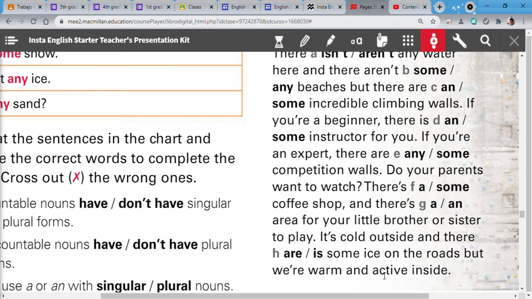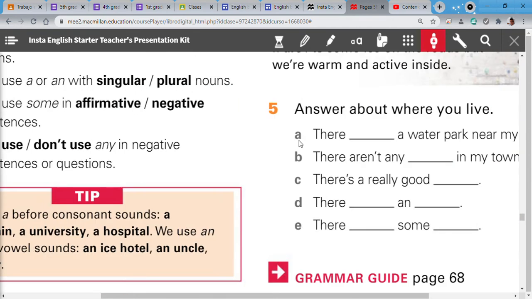In other words, the idea is to select one of the two choices so that you can complete this article. Activity number 4 says answer about where you live. So number 5 is personal. Everybody is going to do it by yourselves.